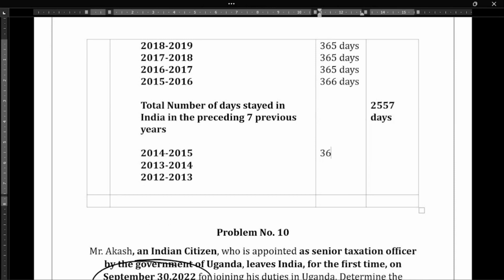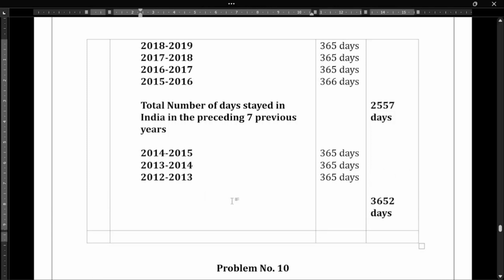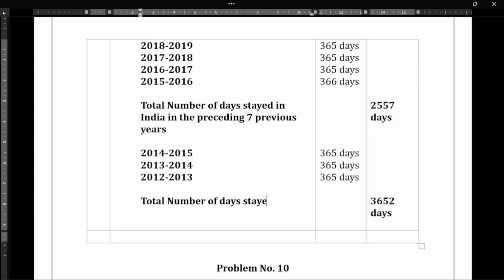Next, 2014-15 also he was completely there: 365 days, 365 days and 365 days. So 2557 days plus 365 plus 365 plus 365. Now we have to add all of this, and we get 3652 days. So this is the total number of days stayed in India in the 10 years preceding the previous year.